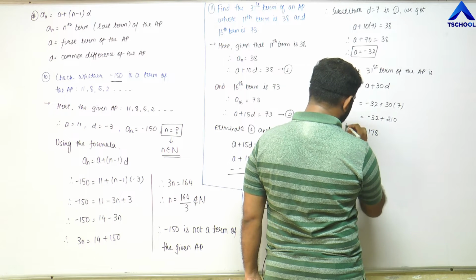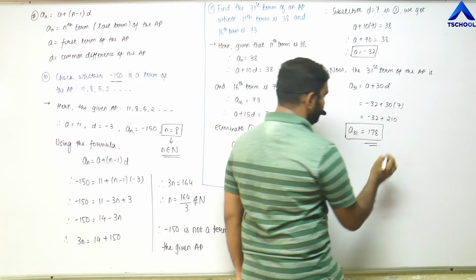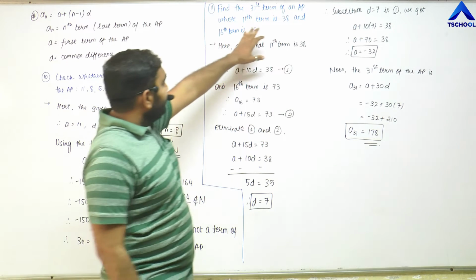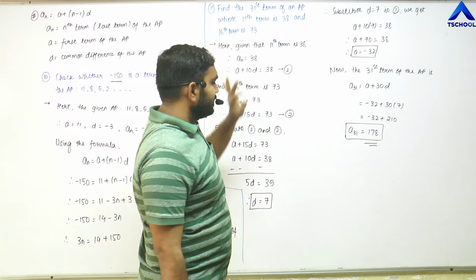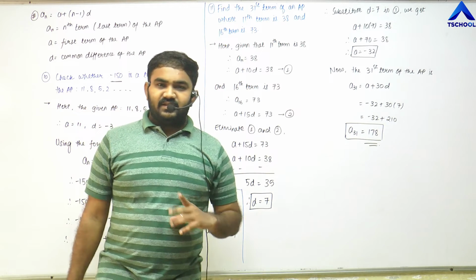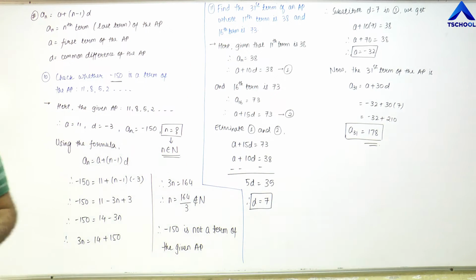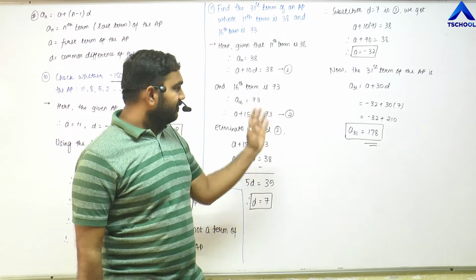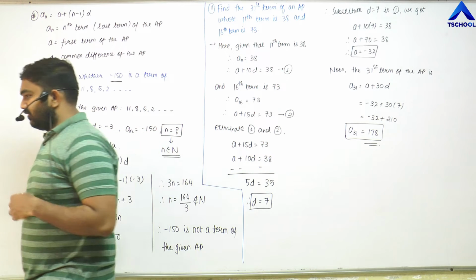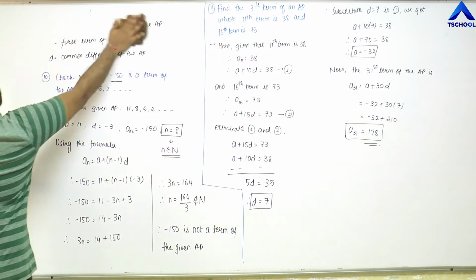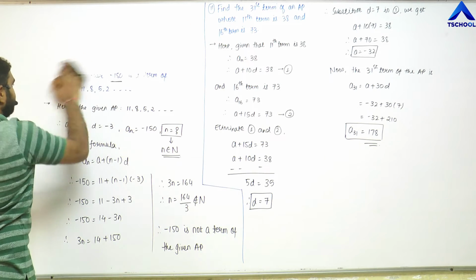So the 31st term of the arithmetic progression formed by these two conditions, that is if the 11th term of the arithmetic progression is 38 and if the 16th term is 73, then the 31st term of the same arithmetic progression will be 178. Is it clear, friends? So in this way we can find the term that is asked of us without finding the arithmetic progression. Okay, friends? Now we are going to move on to the next sum. Let me erase this.